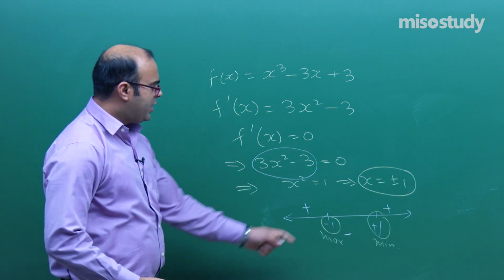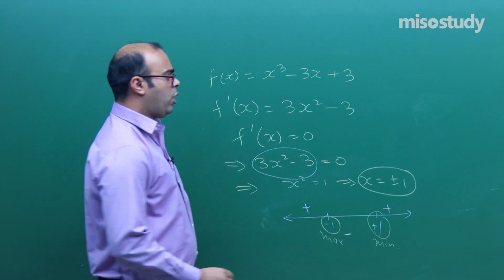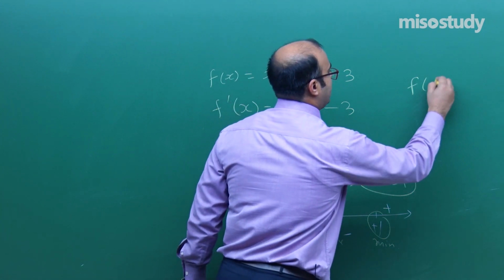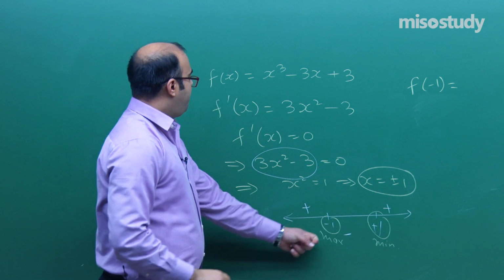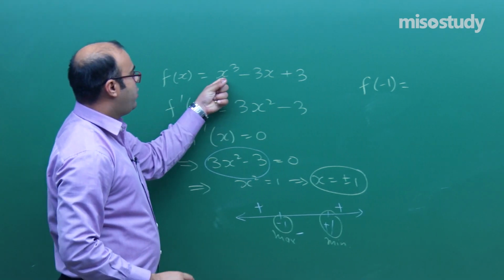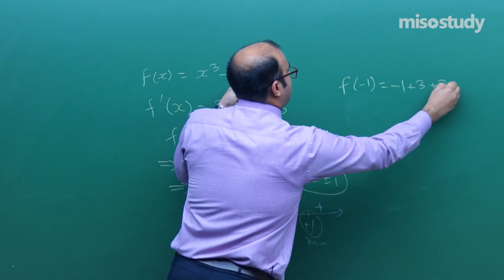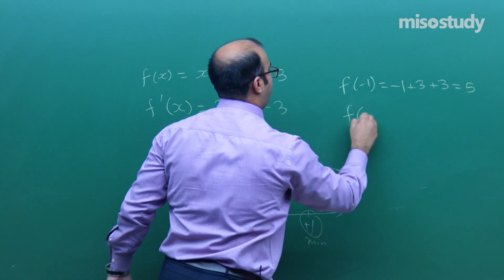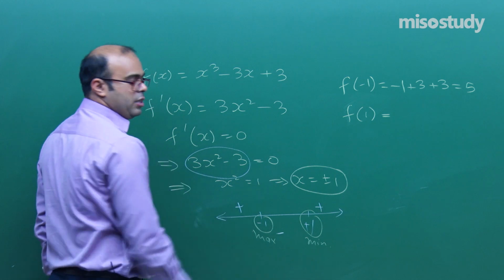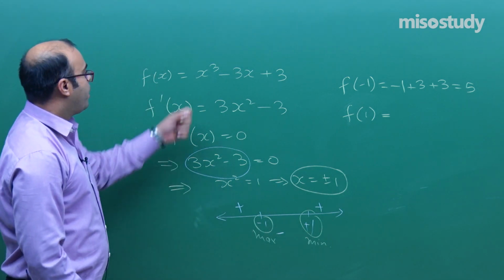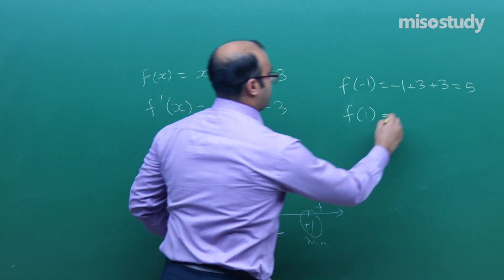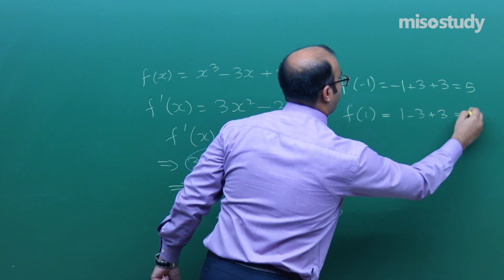So what is the local maximum value? f of minus 1, if we find out by putting x is equal to minus 1 here, this will be minus 1, this will become plus 3, this is plus 3, this is 5. And if we find out f of 1, this is another point which is the point of local minimum, 1 minus 3 plus 3. So this will be equal to 1.